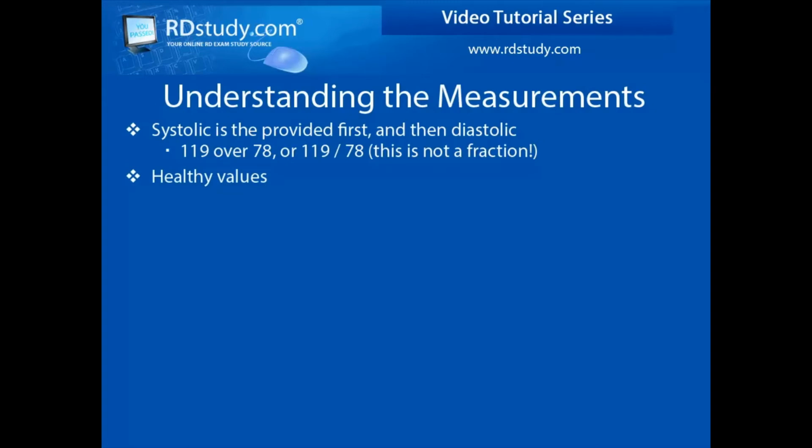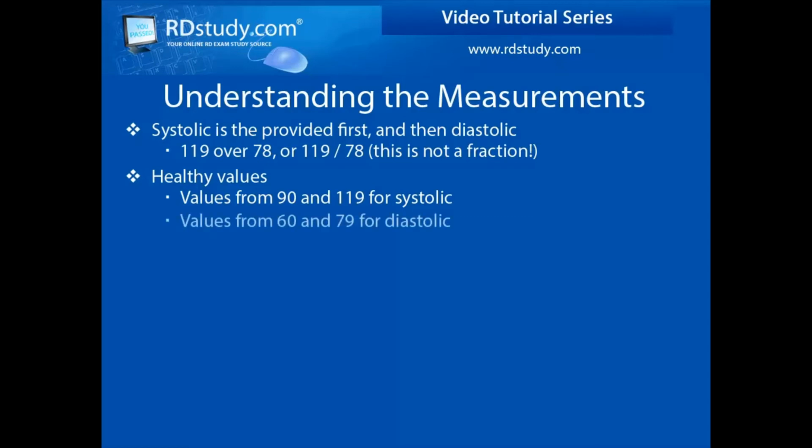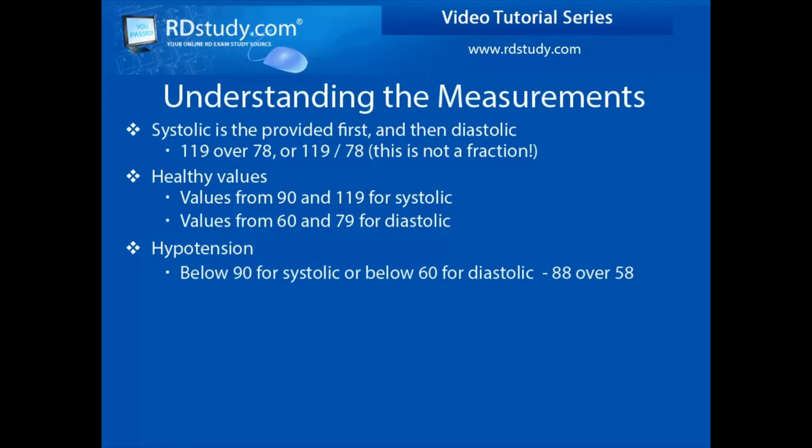For systolic, a value that falls from 90 to 119 is considered a normal systolic value. Any value from 60 to 79 would be considered a normal value for diastolic. The above reading of 119/78 is considered normal. A reading below the low-end threshold of either of these two values would indicate a low blood pressure, otherwise known as hypotension. An example reading of 88/58 would indicate low blood pressure.